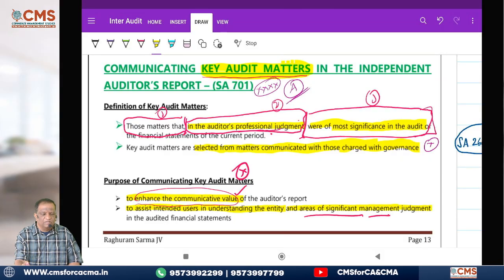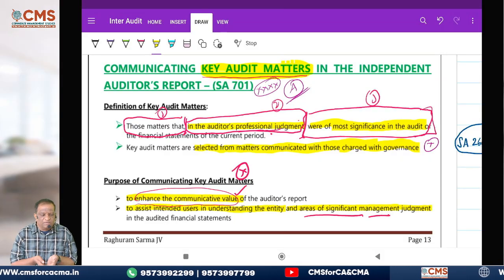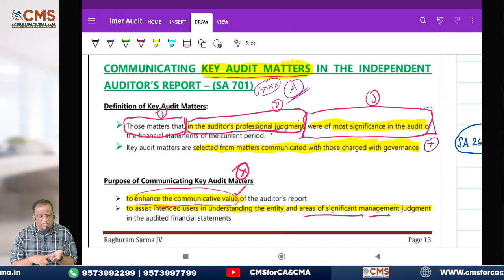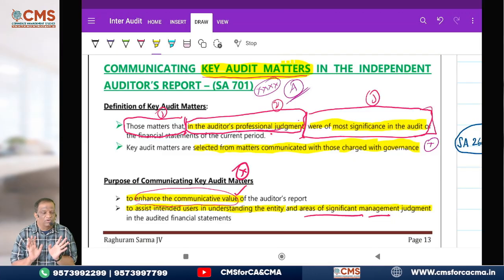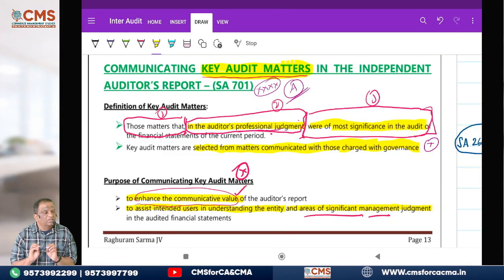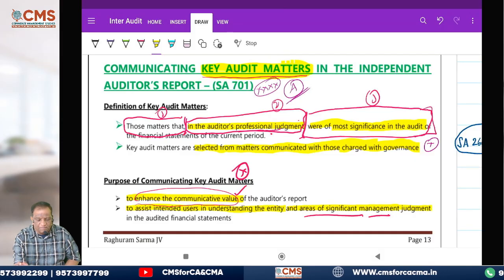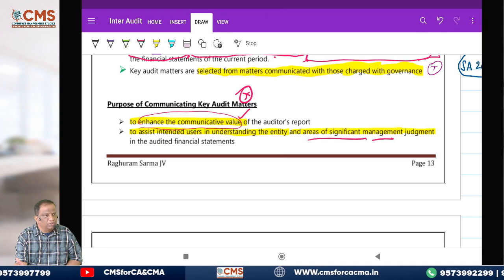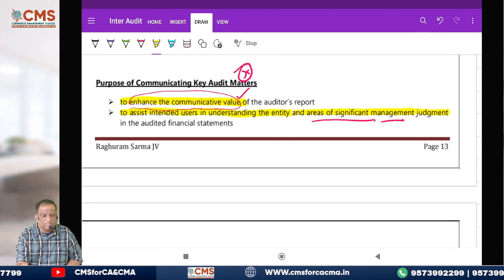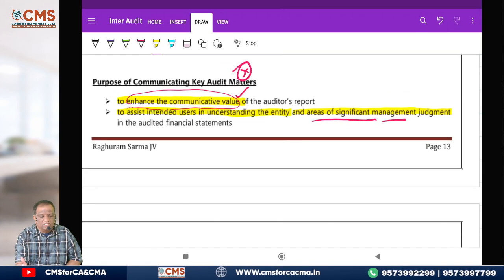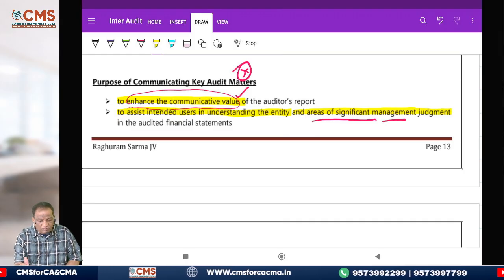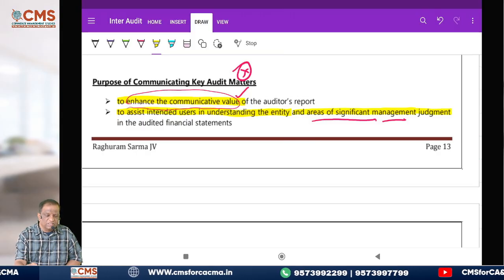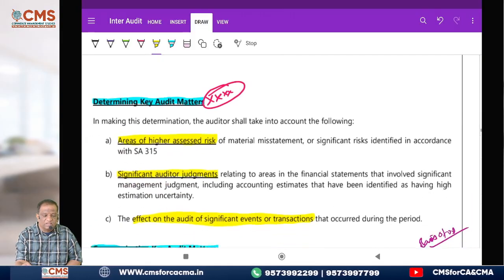So coming back here, whenever you are defining KAM, 3 matters. First one is simple, refers to those matters. Second one, in the auditor's judgment, and third one, which are most significant in the audit. These are the 3 points that you should remember in KAM. Now, what is the purpose of this KAM? Why has this standard been introduced? This standard has been introduced for 2 things: to enhance the communicative value of the audit report and to assist the user in understanding the areas of significant judgments that are made in the financial statements. These are the 2 purposes why this has come in.